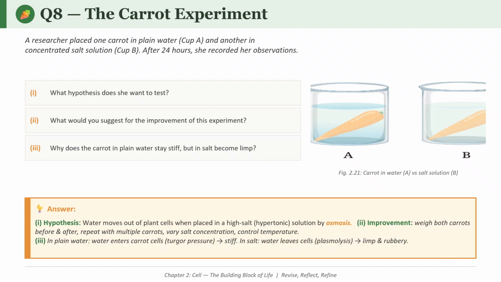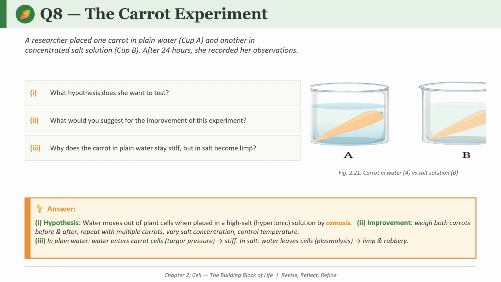For this, the first answer is osmosis. So what happens in osmosis? Water moves out of plant cells when placed in a high salt, that is the hypertonic solution. So this process is osmosis.